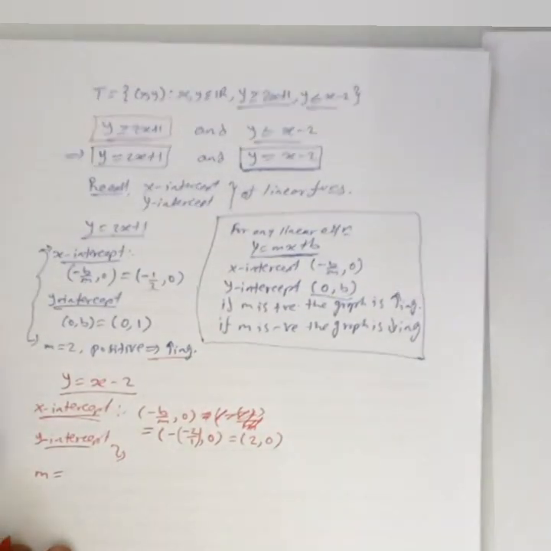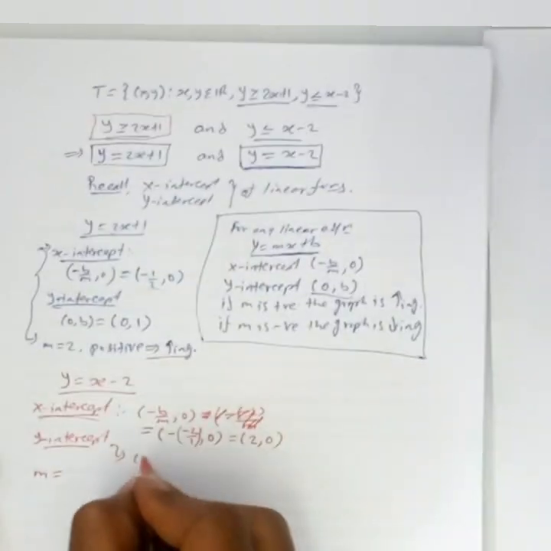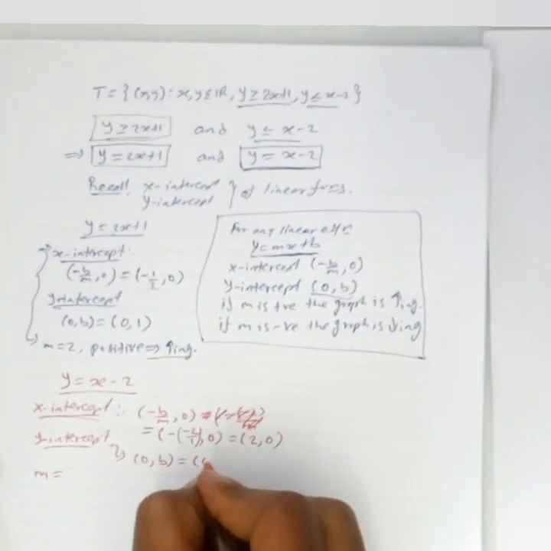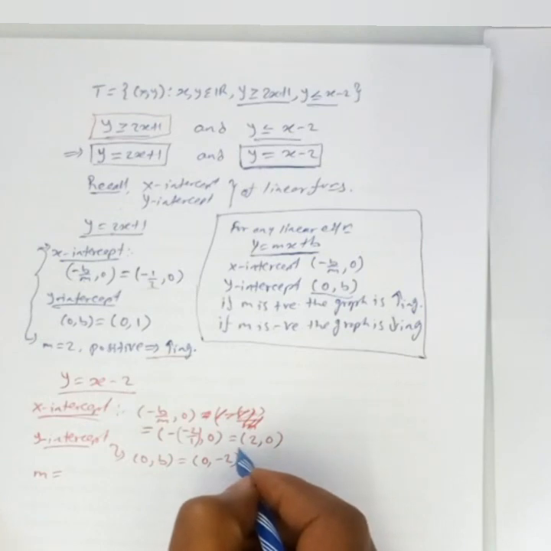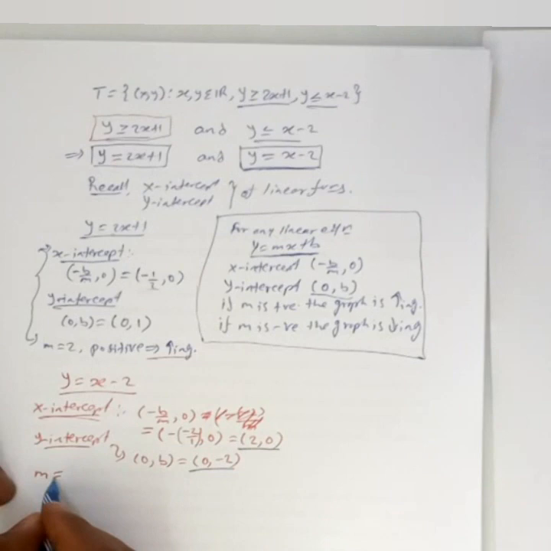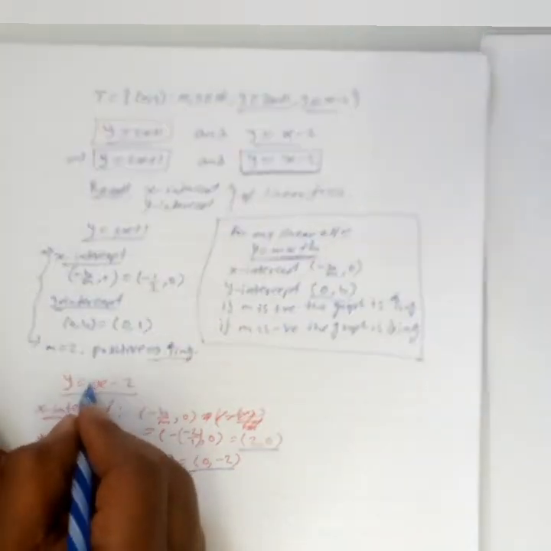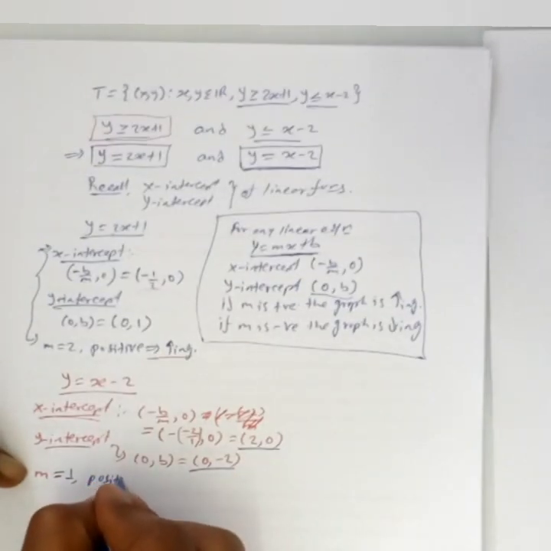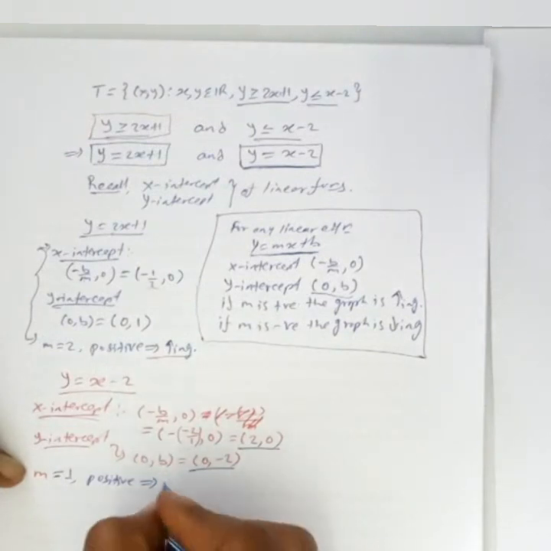Second, the y-intercept is 0, b. The value of b is negative 2. Then we have 0, minus 2. These are the points where the graph touches the x-axis and y-axis. The other important thing is the monotonicity. Since m is equals to 1, which is positive, this implies the graph is increasing.